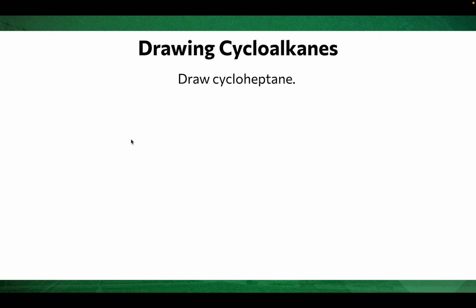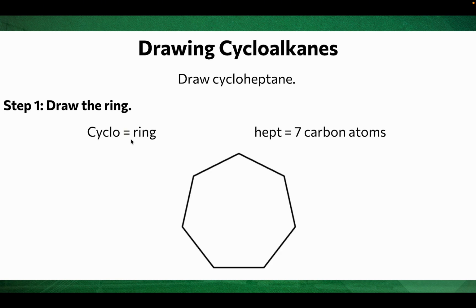Okay, let's have cycloheptane. Let's draw the ring. Cyclo, so it's a ring. Hept, so it has 7 carbon atoms, and it's single bonded, so ane. Okay, so we draw this. Check: 1, 2, 3, 4, 5, 6, 7.